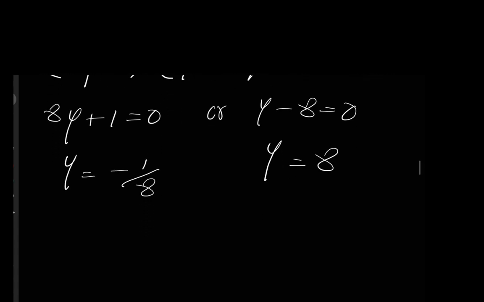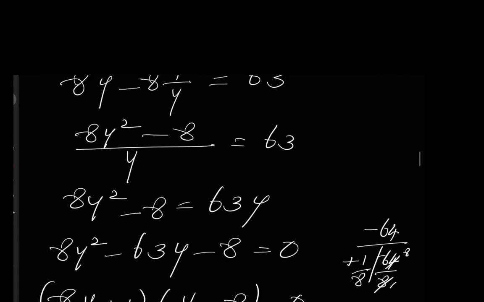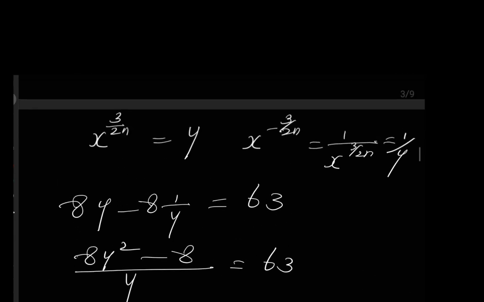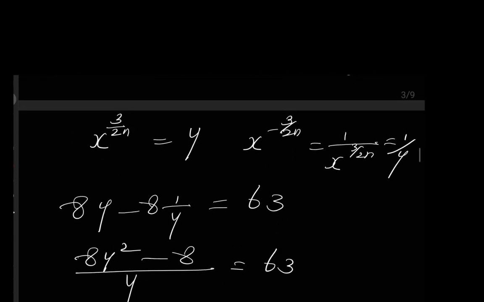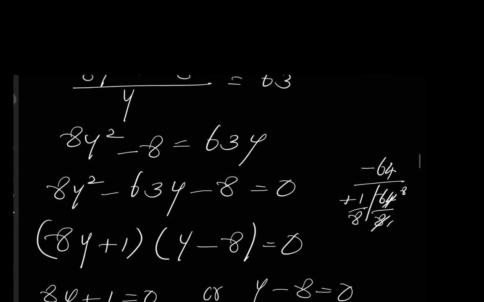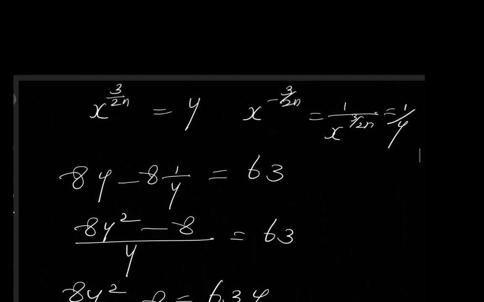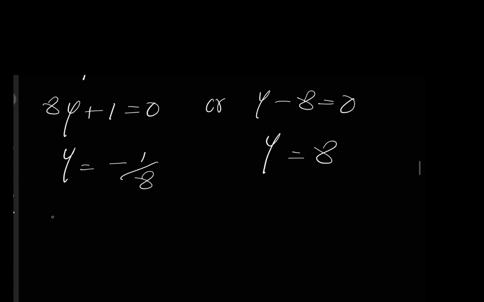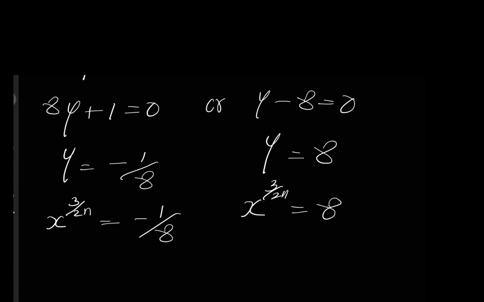You got two values for y. It's a quadratic equation in terms of y. But what is y? It is in terms of x. I have to find the value of x. So what is the y we have substituted here? y equal to x power 3 by 2n is equal to minus 1 by 8. Here x power 3 by 2n is equal to 8.